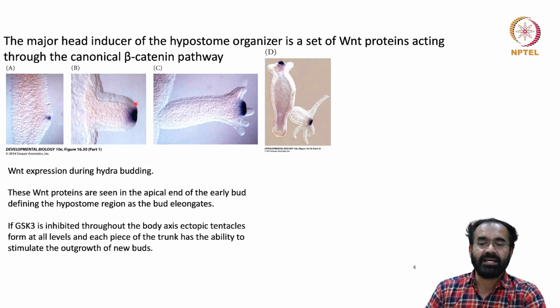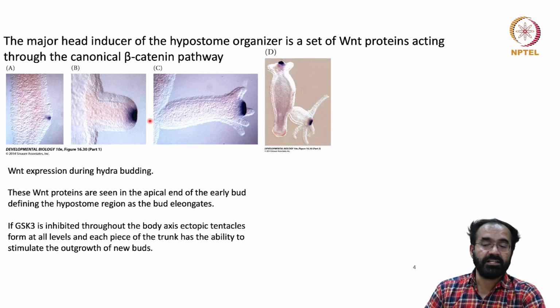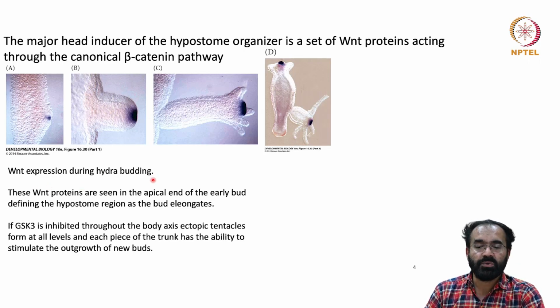So what you are seeing here is, the growth of a new Hydra from the budding zone definitely requires the beta-catenin pathway. Wnt beta-catenin pathway means Wnt is the ligand and beta-catenin is the actual messenger that goes to the nucleus and binds to the DNA and turns on gene expression events. So the Wnt expression during Hydra budding is what you are seeing in this purple colored reaction, which is the detection of the Wnt proteins.